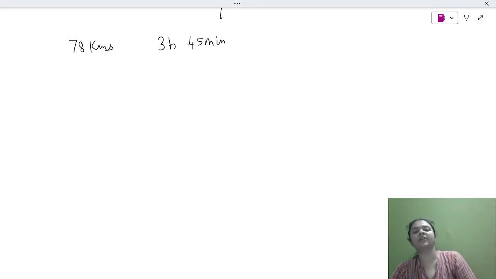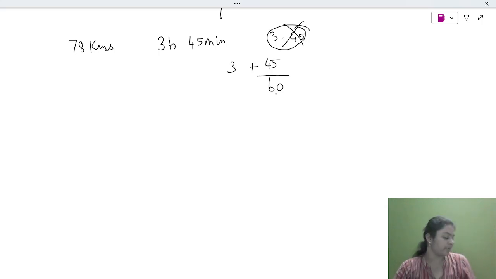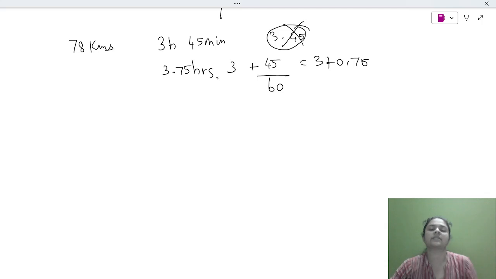Now how to convert this minutes into hours? Can I write it as 3.45? Wrong. I should write 3 hours plus 45 by 60 because every hour takes only 60 minutes. So divide 45 by 60, you will get the decimal 0.75. So you get 3 plus 0.75. So the answer will be 3.75 hours.